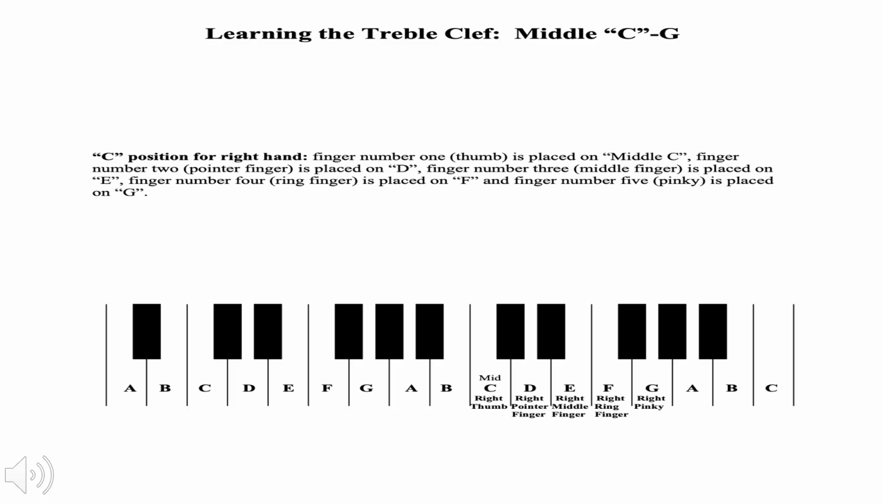In C position, finger number 1, the thumb, is on C. Finger number 2, the pointer finger, is on D. Finger number 3, the middle finger, is on E. Finger number 4, the ring finger, is on F. And finger number 5, the pinky, is on G. If you have a piano or keyboard, place your hands in position as shown on the screen.